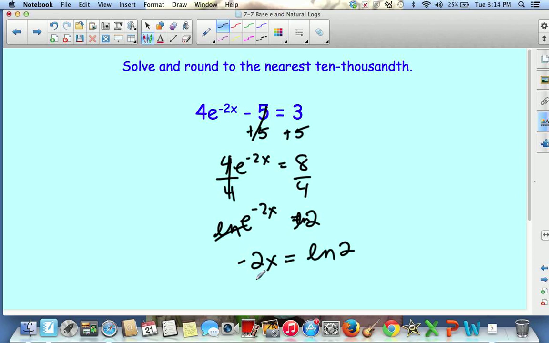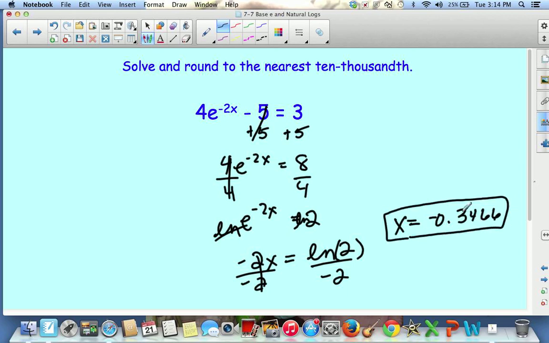How do we get x by itself? We're going to divide by negative 2. So when you enter this into your calculator, you're going to take the natural log of 2, close it off, and then divide by negative 2. Should end up with x equals negative 0.3466. And that would be your answer.